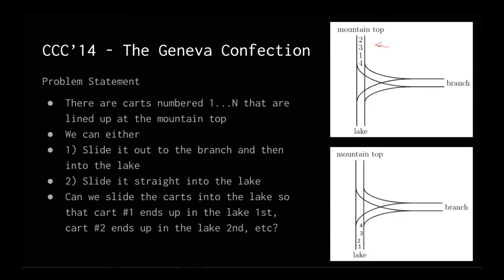So you can do two things. You have a branch here that you can slide cards out to, and from the branch into the lake. So you can do this, and then like this. You can also just slide them all into the lake. I have no idea why you would want to slide cards into the lake, but sure. And what you want to do is slide them all into the lake so that they go in the exact order of 1, 2, 3, 4.